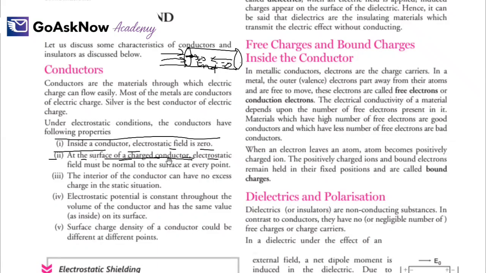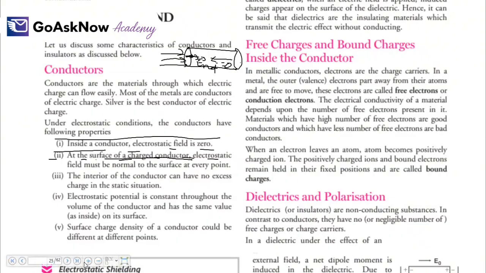Fourth property is electrostatic potential is constant throughout the volume of the conductor and has the same value as on its surface. It is obvious, because there is no electric field inside the conductor, so the electrostatic potential should be constant throughout the volume of the conductor, and should have the same value as on its surface.